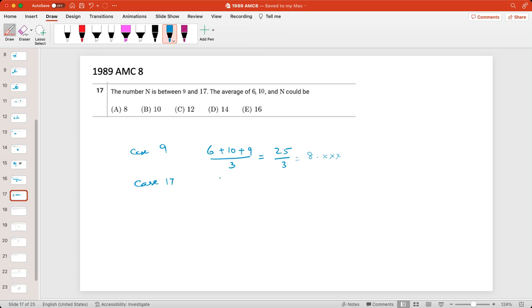Now I'm going to take the case as 17, which is my largest number, right? So I'm going to say 17 plus 10 plus 6 by 3. This will become 33 by 3, which is 11. So I need a number in between these two, right? I have only one option, which is 10. Be 10. This is my answer, because the average has to lie between these two numbers. So this is the answer. Okay.